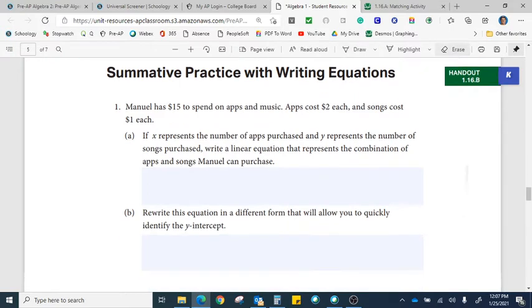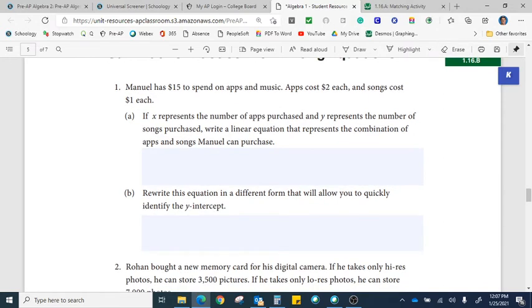And when I read everything, it just says Manuel has $15 to spend on apps and music. Apps cost $2 each, and songs cost $1 each. It's like we've been doing. We underline: apps $2 each, songs $1 each, and there's our total. Okay, and is a plus sign.